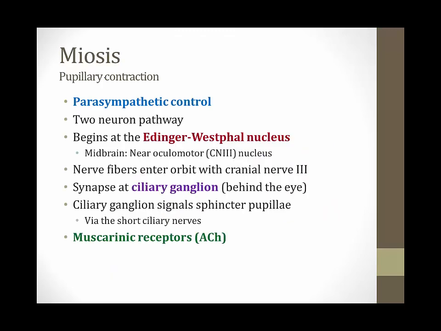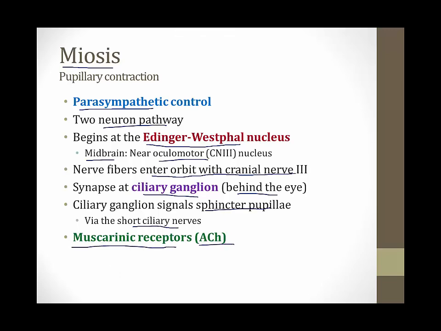Now let's talk about the neural pathways involved in the process of miosis, which is pupillary contraction or shrinking the size of the pupil. Miosis is under control of the parasympathetic nervous system, and it involves a two-neuron pathway that begins at a structure known as the Edinger-Westphal nucleus, which is found in the midbrain near the cranial nerve 3 or oculomotor nucleus. Nerve fibers from the Edinger-Westphal nucleus travel and enter the orbit together with nerve fibers from cranial nerve 3. They synapse at the ciliary ganglion, which is found behind the eye, and then ciliary ganglion cells signal the sphincter pupillae muscle via the short ciliary nerves. They use acetylcholine as a neurotransmitter acting on muscarinic receptors.